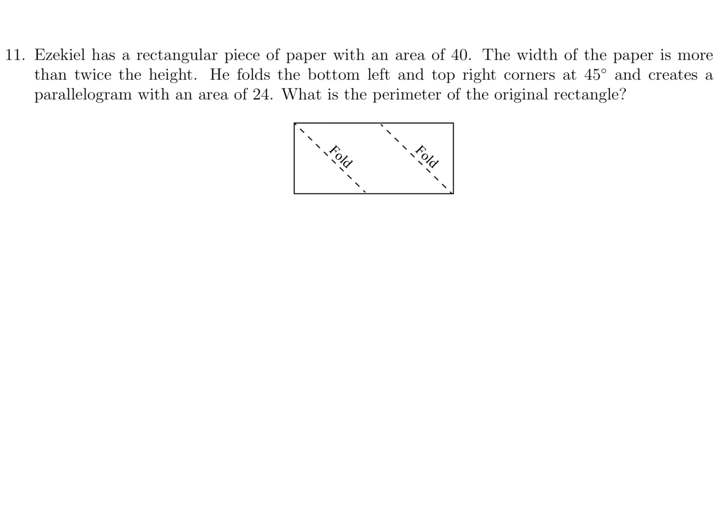Ezekiel has a rectangular piece of paper with an area of 40. The width of the paper is more than twice the height. He folds the bottom left and the top right corners at 45 degrees and creates a parallelogram with an area of 24. What is the perimeter of the original rectangle?